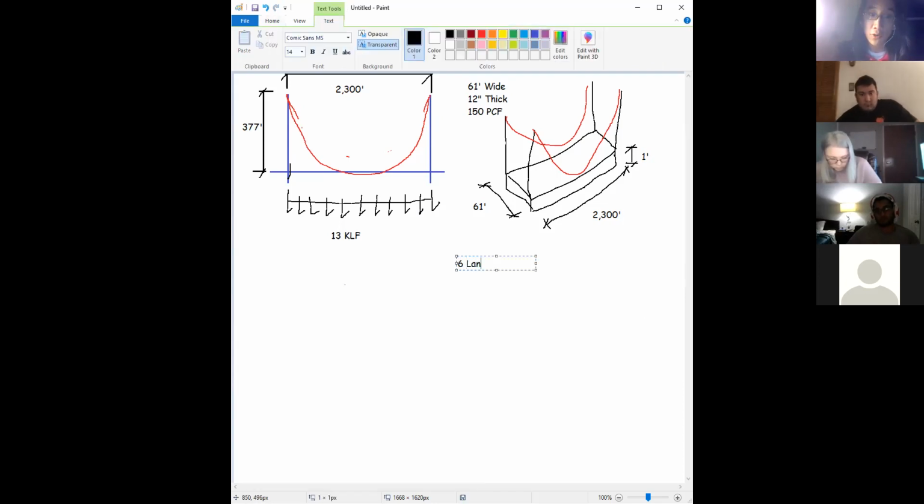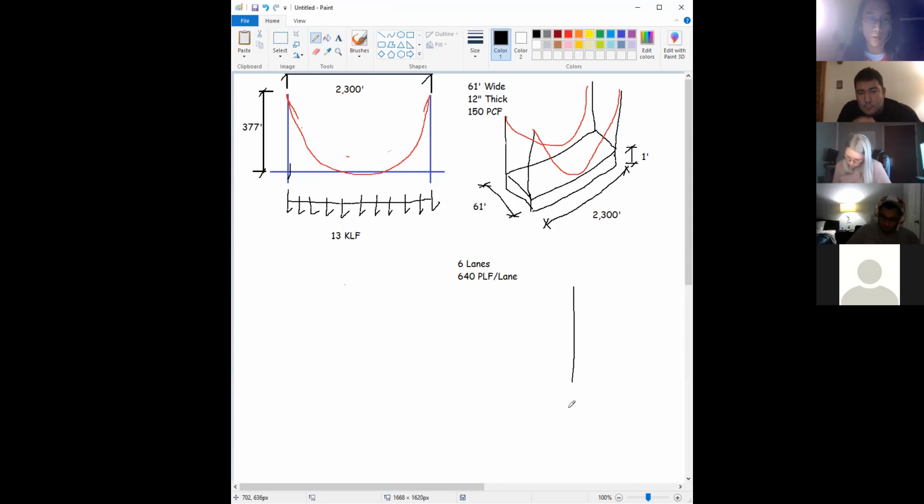So there's 6 lanes of traffic, and each lane is going to have 640 pounds per linear foot. If you just imagine a car and a bunch of cars in a line, approximately every foot there would be about 640 pounds of force per lane.